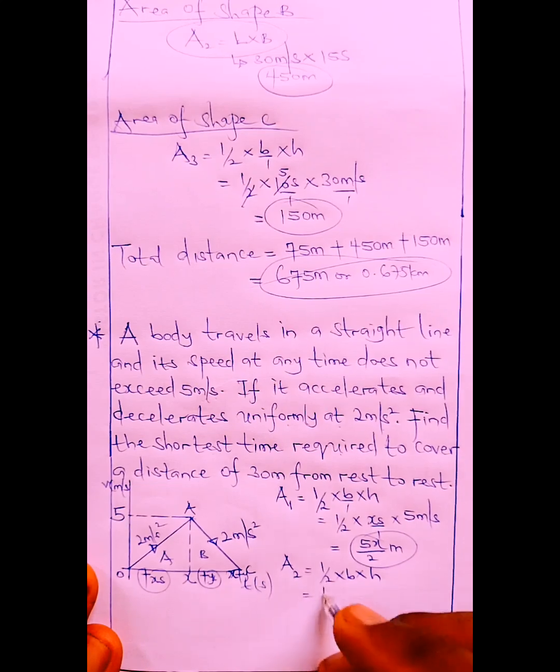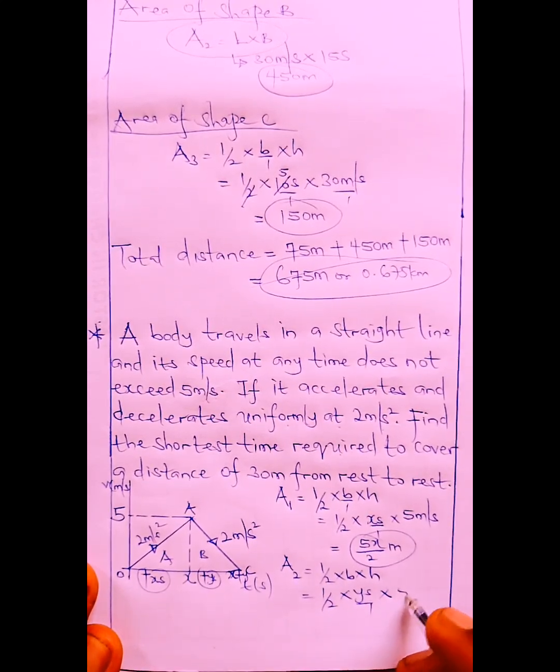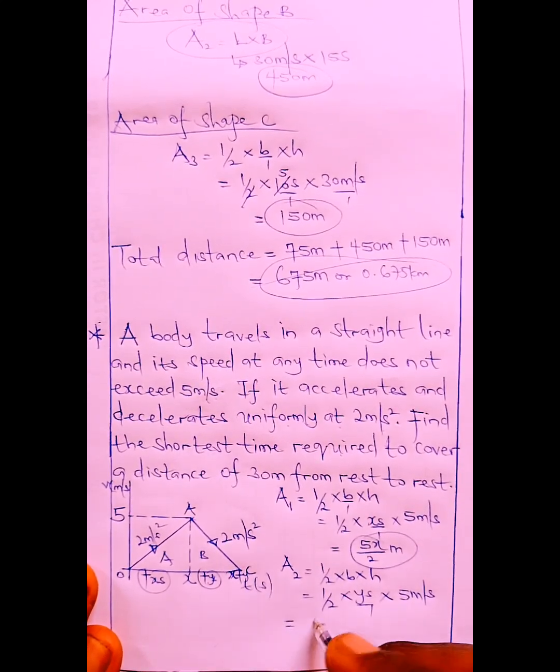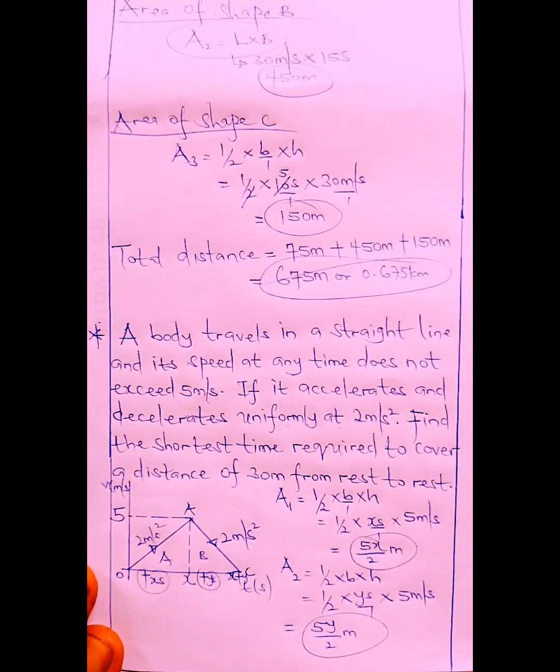So that's going to be 1/2 times base. The base is y seconds. The height is also 5 meter per second. So what do we have altogether? We have 5y over 2 meter. So we're going to combine these two together. When we combine them, we're going to have 30 meter as stated.